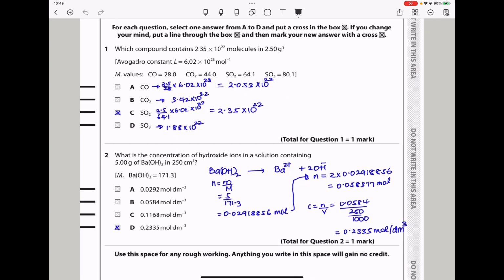In the next part, what is the concentration of hydroxide ions in a solution containing 5 grams of barium hydroxide in 250 centimeters cubed? 1 mole of barium hydroxide, when it breaks, produces 2 moles of hydroxide. Since we know the mass, the number of moles of barium hydroxide is going to be mass divided by molar mass, giving me this. And that means the number of moles of hydroxide is going to be twice that, which is that. So the concentration is going to be the number of moles divided by the volume, and the concentration gave me that. And here D is my answer.